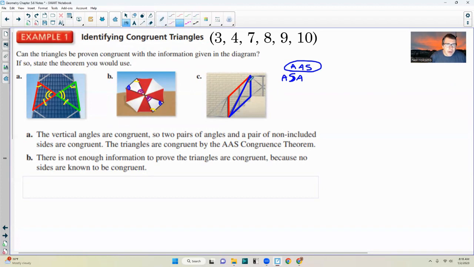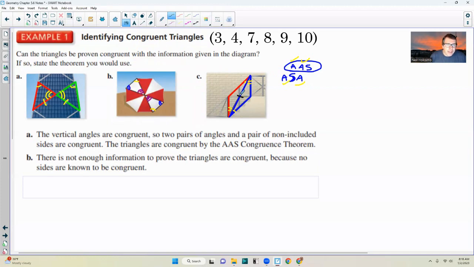Okay, so now if I mark these, this had one mark and this had one mark. So that is one angle congruent to an angle. This one has two, this one has two. Now we have two angles congruent to two angles. So I have an angle, an angle, an angle, an angle. Do I have an included side or a non-included side?